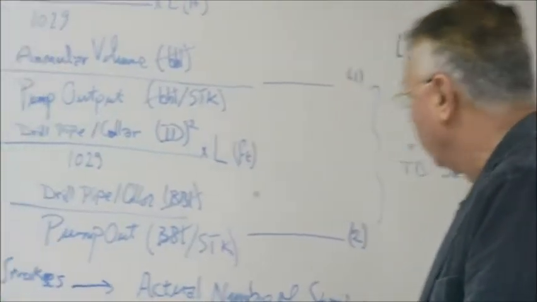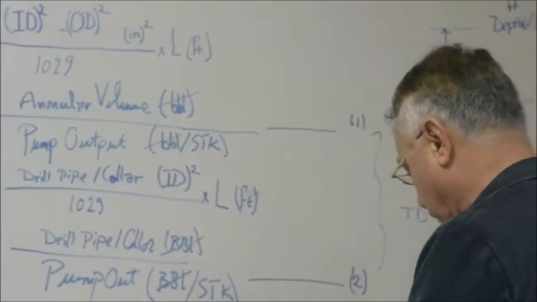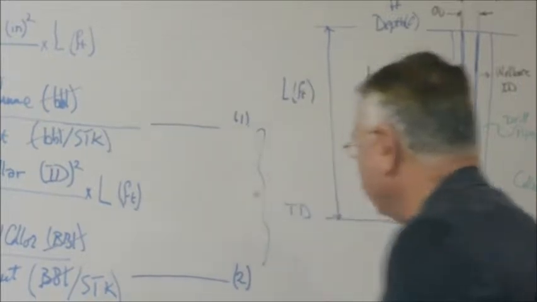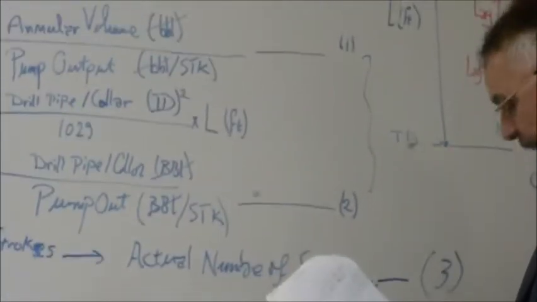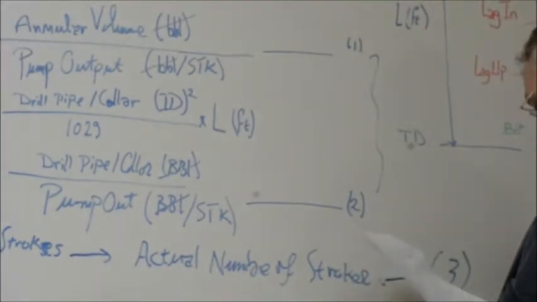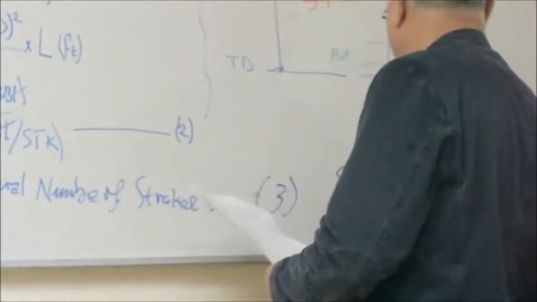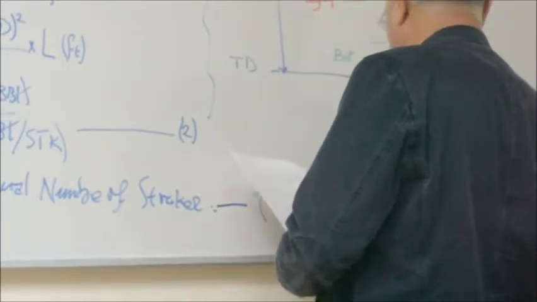Now, this number we will say is 3. If we subtract 2, which is the leg in, from 3, which is the actual total number, we will have the actual leg up in strokes.